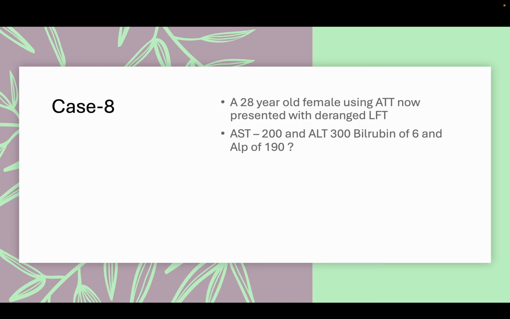ALT more than 3 times the normal with the total bilirubin more than 2 milligrams per deciliter. So more than 3 with the symptoms, or more than 3 with bilirubin more than 2, or ALP more than 2 times the upper limit of normal. So this is the definition of drug-induced liver injury.